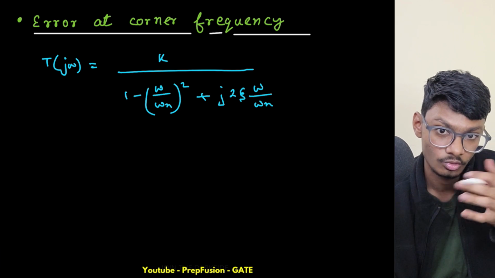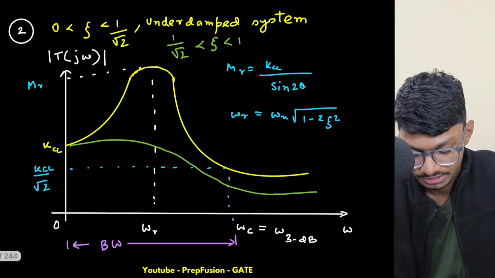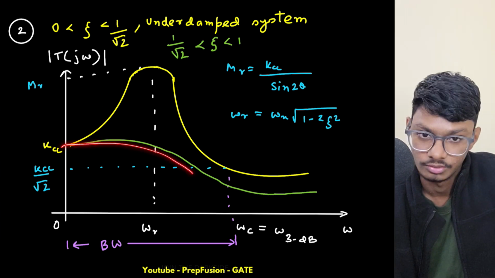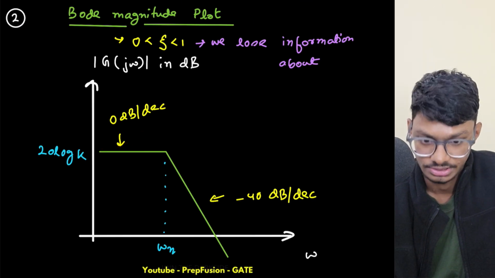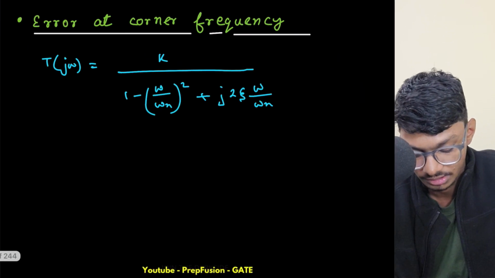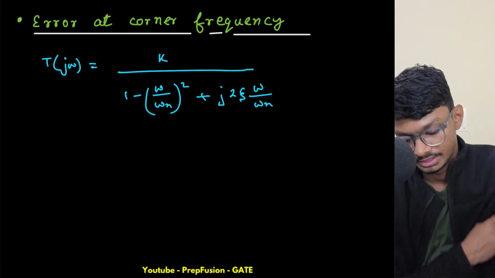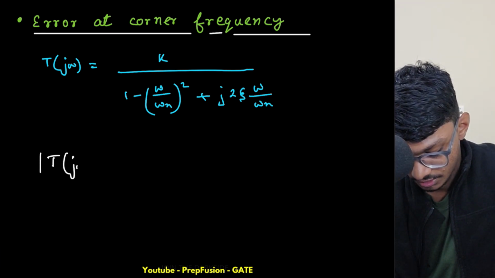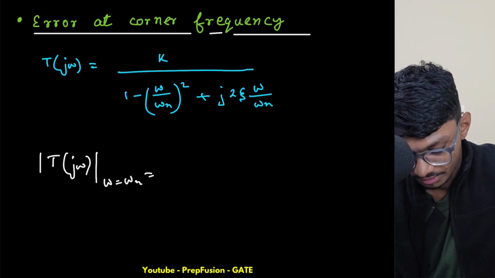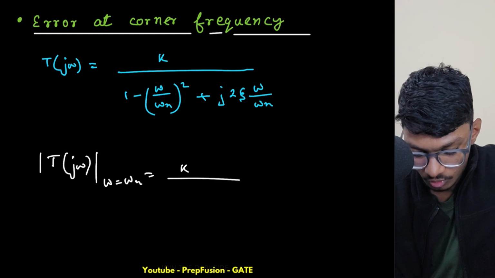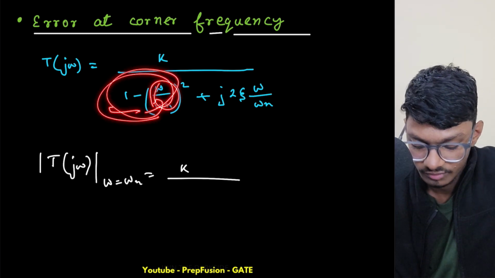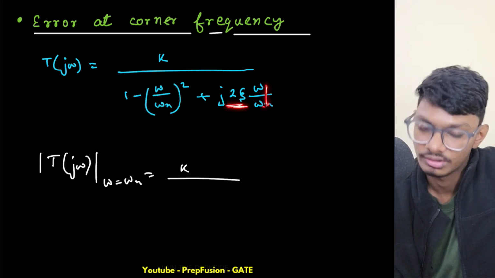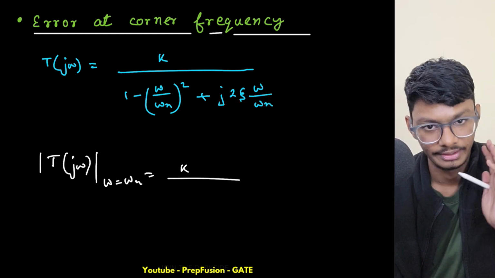If zeta is less than 0.707, what will happen? I will get a resonant peak, so it will be like this, magnitude increase. Or if zeta is more than 0.707, then it will reduce. So obviously it will change, and here we will get the maximum error. So let me write the magnitude of j omega at omega equals omega n. It will be K, and if I put omega equals omega n, this one vanishes, like this is omega by omega n, which is 1 itself. So this one vanishes, and this is omega n by omega n, 1. So we are left with only j 2 zeta. The magnitude will be K by 2 zeta.